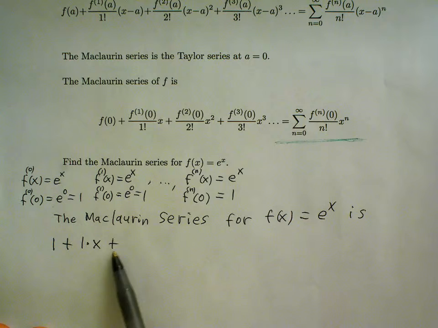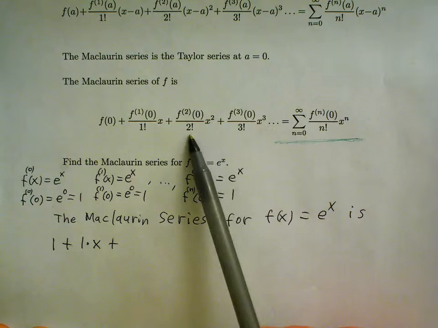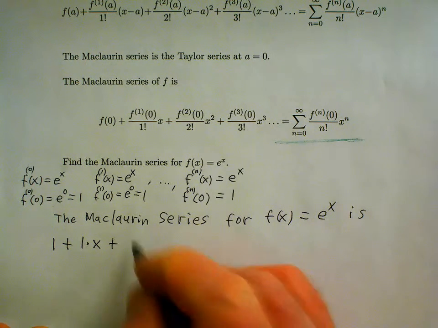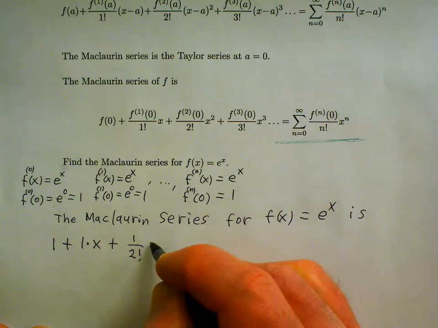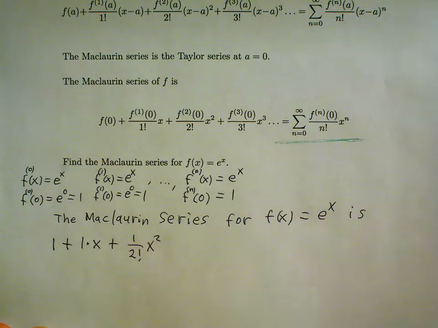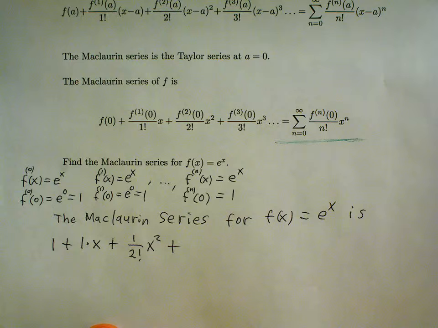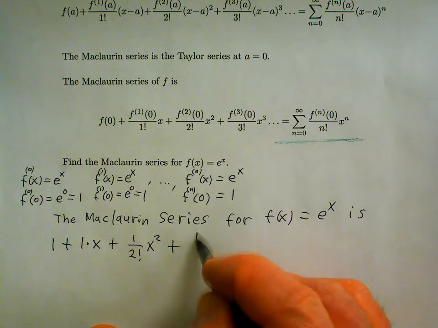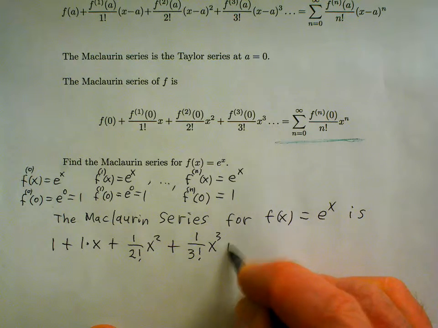And then plus the second derivative of f evaluated at 0 divided by 2 factorial times x squared. So 1 divided by 2 factorial times x squared. Well, you see the pattern. The third derivative of f evaluated at 0 is 1 again. This time it's 1 divided by 3 factorial times x to the third, and so on.